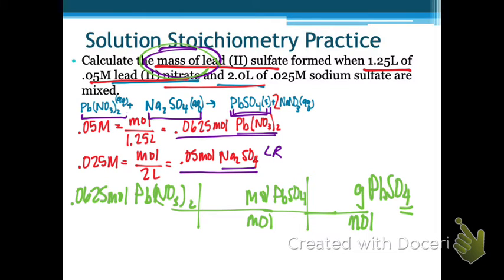Okay, the mole ratio here of lead nitrate to lead sulfate is just 1-to-1, right? Because in our balanced reaction, 1 there, 1 there, right? Are we on the same page so far? Okay, so moles of lead sulfate, PbSO4, to grams. I don't know, does anyone have that molar mass calculated? No.